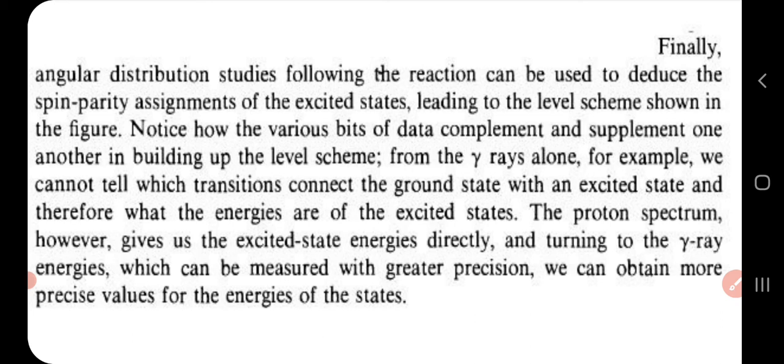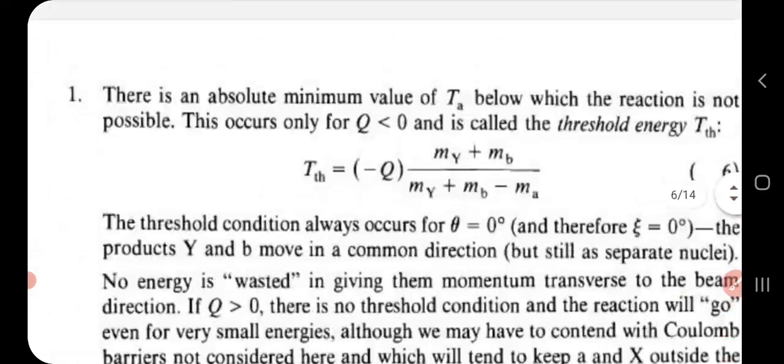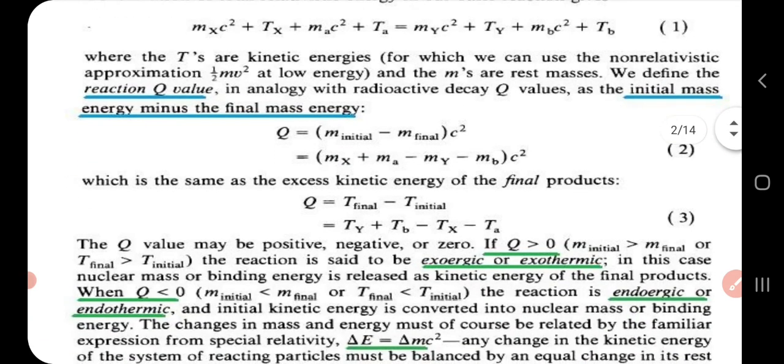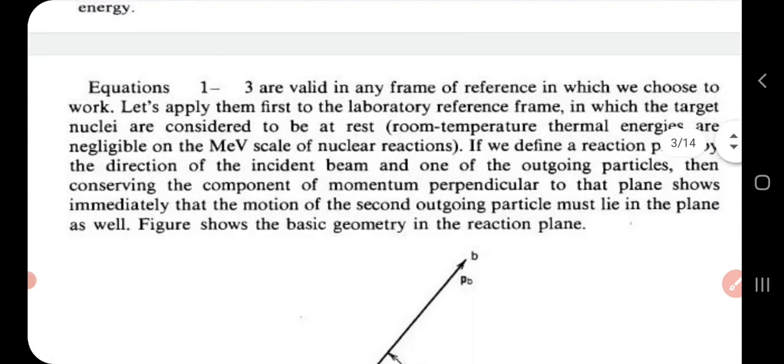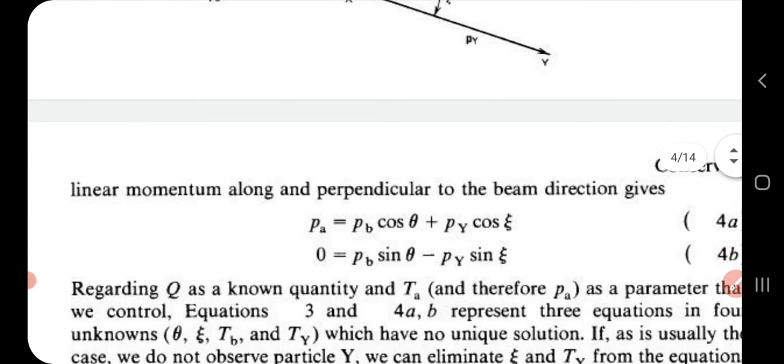So the main use of these angular distribution studies of nuclear reactions is that they help us to develop a level scheme from which we can deduce the spin parity assignments of the excited state. So that is the only use of studying these angular distribution graphs. Okay, so here you have to study this one about the Q value. This slide is very important. This you have to study, and if you want you can explain it with the reaction plane that they have.